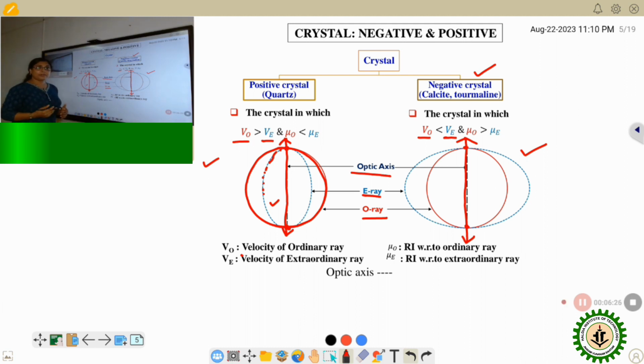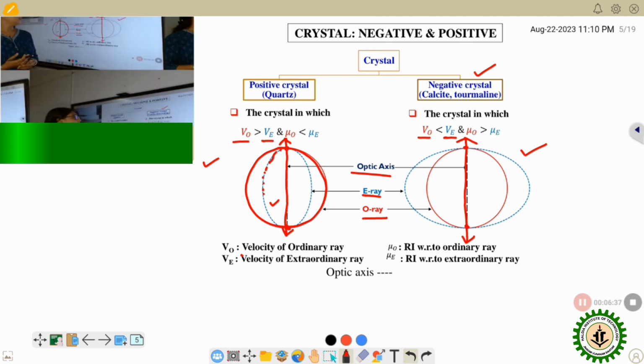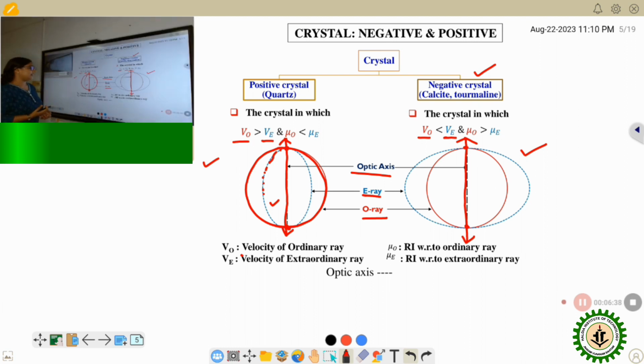So the crystals having only one optic axis is known as uniaxial crystal. The crystals having more than one optic axis are known as biaxial crystals, etc.